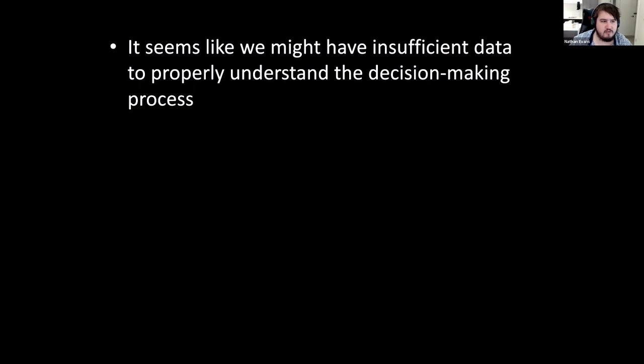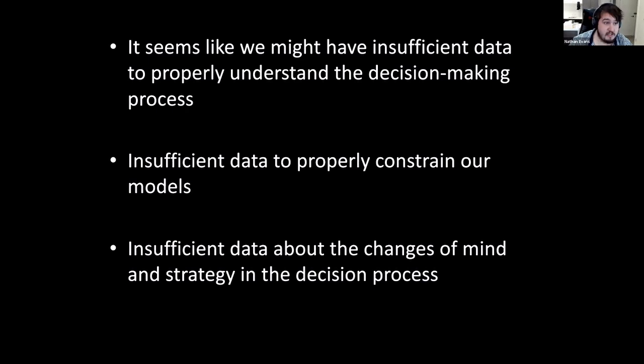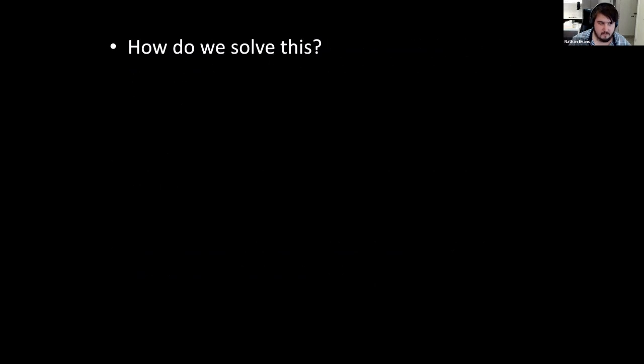It seems like we have insufficient data to gain a proper understanding of the decision-making process. As people said before, it'd be great if we could better integrate EEG data, eye tracking data, et cetera, to get a more complete understanding of what's going on in the decision-making process. When we just use response time and choice, we have insufficient data to properly constrain our models and to understand how things change over the course of a trial, how we change our minds, how strategy changes, all these kinds of things. So I think the best way to solve this is through more types of data.